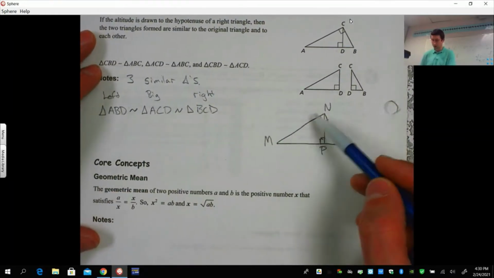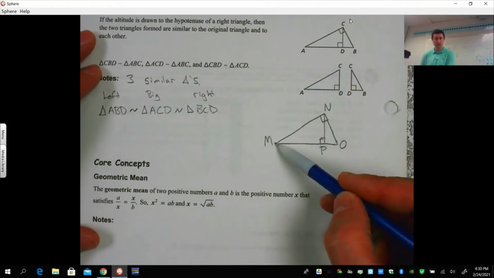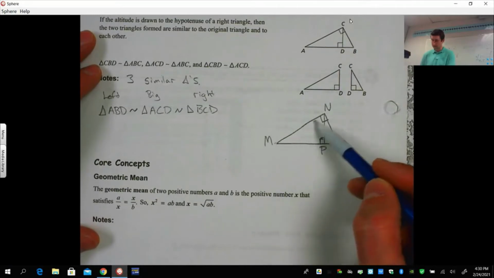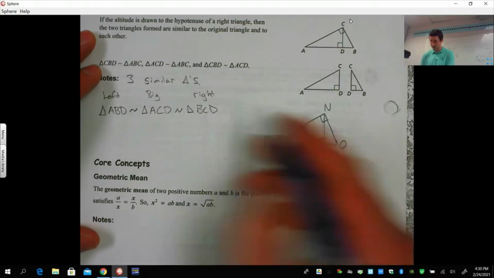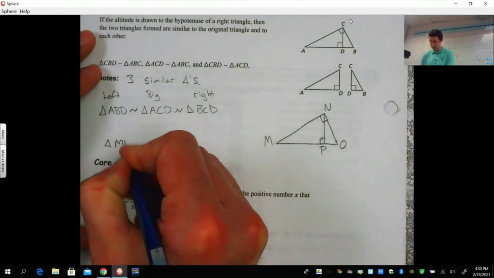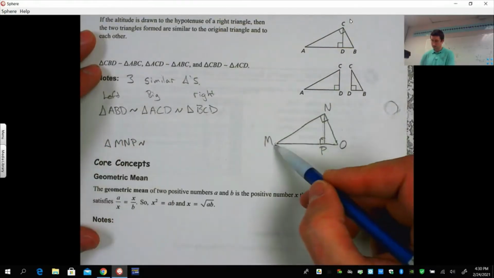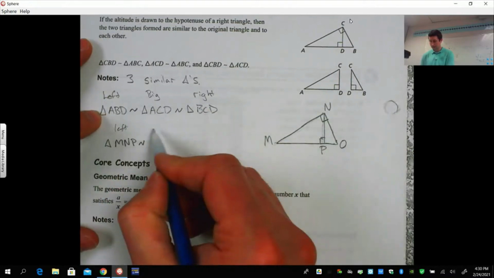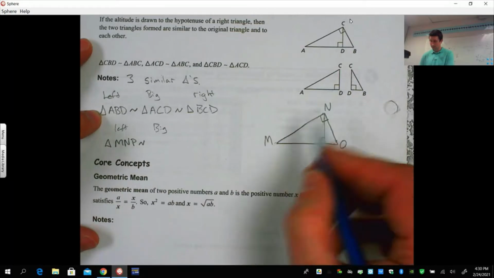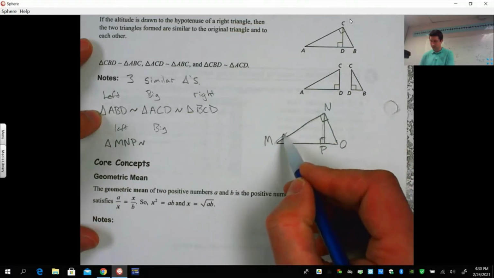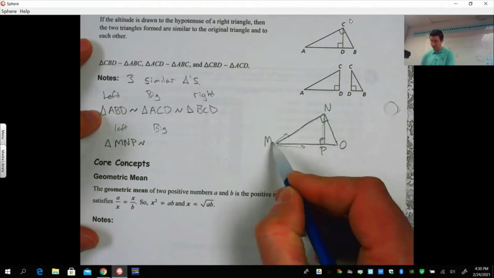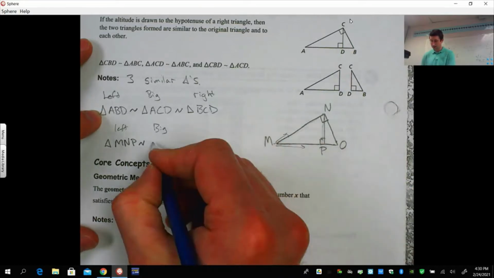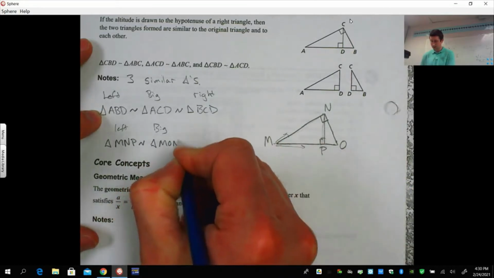So I'm going to start with my left side. I'm going to start just right here on the left corner, and I'm going to name this left triangle. So MNP. So that's the left side. Now the big, we're going to go down here. So I want M and P. Now I'm going to go this way. The big triangle, MON.